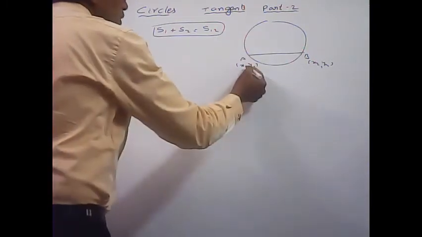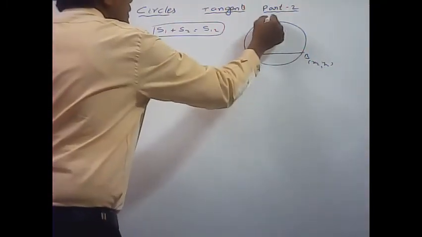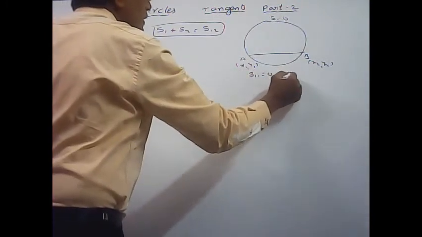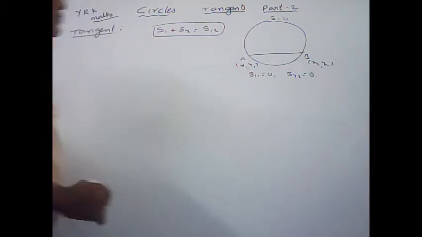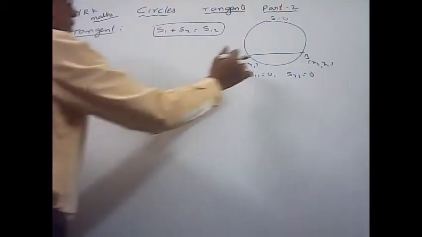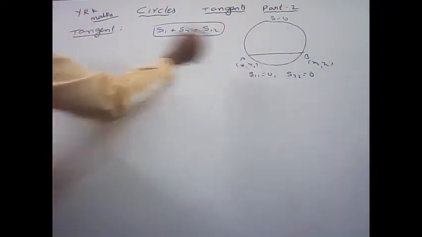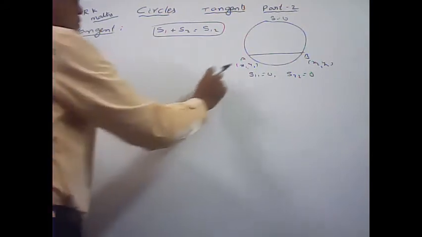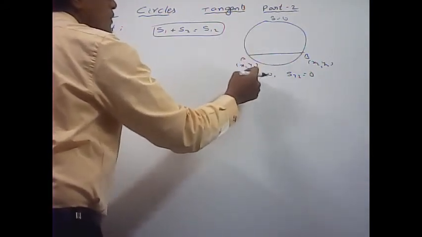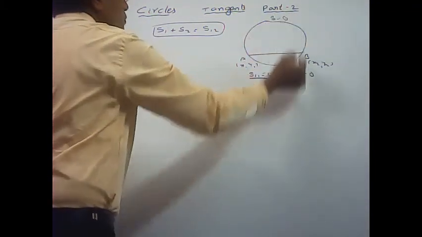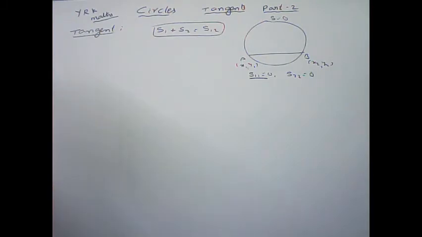See here, x1, y1 is a point on the circle S equals 0. So here we can get S11 equals 0 and S22 also equals 0. Here the point x1, y1 lies on the circle. If I substitute in the circle, we can get that the circle passes through that point. So x1 square plus y1 square plus 2gx1 plus 2fy1 plus c is nothing but S11 only. If I substitute x2, y2 in the circle equation, we can get S22, that is also 0. Why? Because the circle passes through the 2 points.